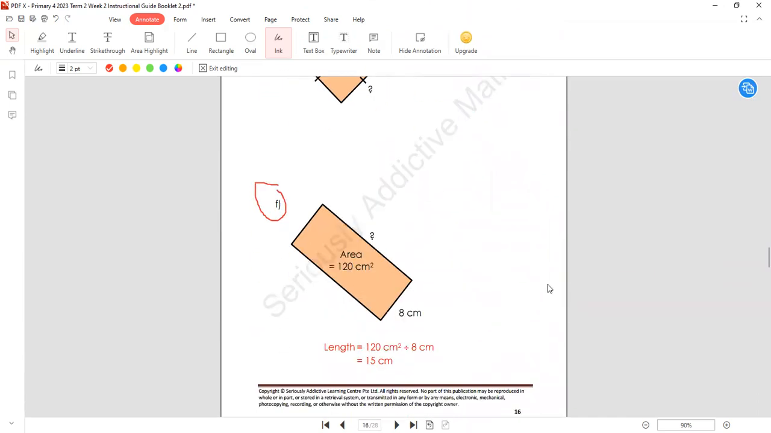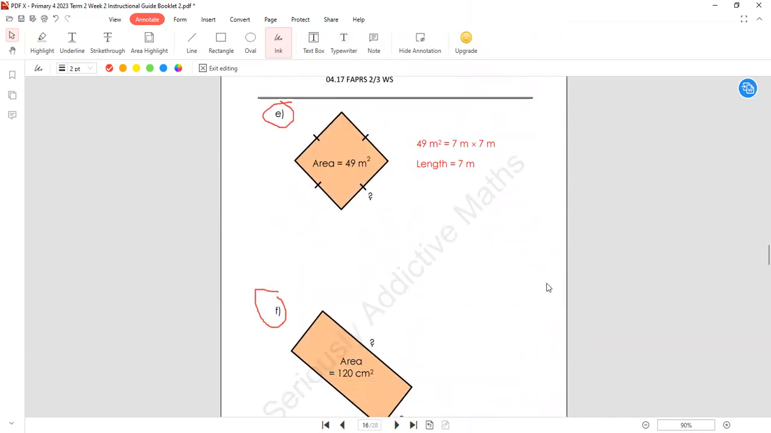Okay, so move to question 16. Do E and F. So basically, if it's a square, the area is 49 meters squared. So they need to know it's length times breadth, right? In this case, square is the same, so it's length times length. So 49, which two numbers multiply together to get 49? 7 times 7, right? So length is 7 meters.